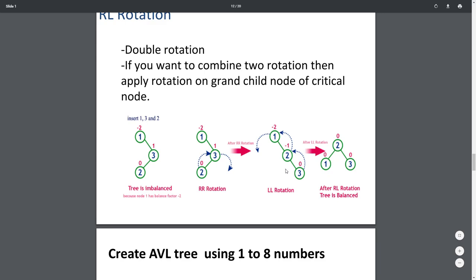Now LL rotation. Its second rotation is applied on the child node of the critical node. So this 2 is the child node of the critical node. Rotate left 2. So 2 is here, 1 on the left and 3 as it is. Okay. If we want to combine these two rotations, then replace the grandchild node of the critical node with the critical node. So 2 will become the root node. So 2 will be here, 1 is less than 2, so on the left side, and 3 is greater than 2, on the right side.